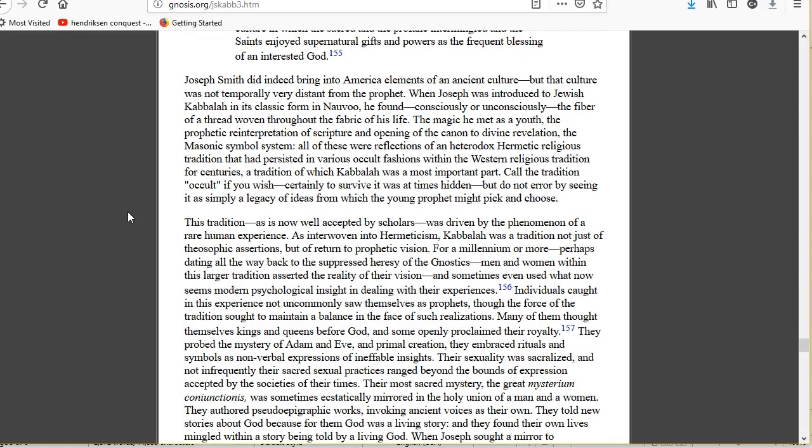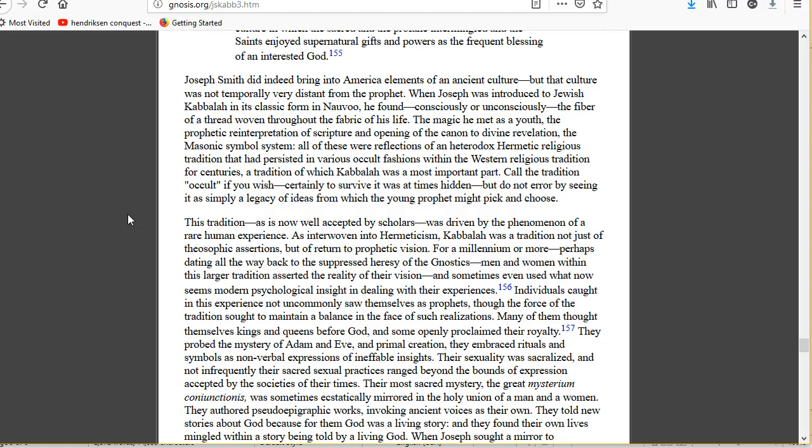Joseph Smith did indeed bring into America elements of an ancient culture, but that culture was not temporally very distant from the prophet. When Joseph was introduced to Jewish Kabbalah in its classic form in Nauvoo, he found, consciously or unconsciously, the fiber of a thread woven throughout the fabric of his life.